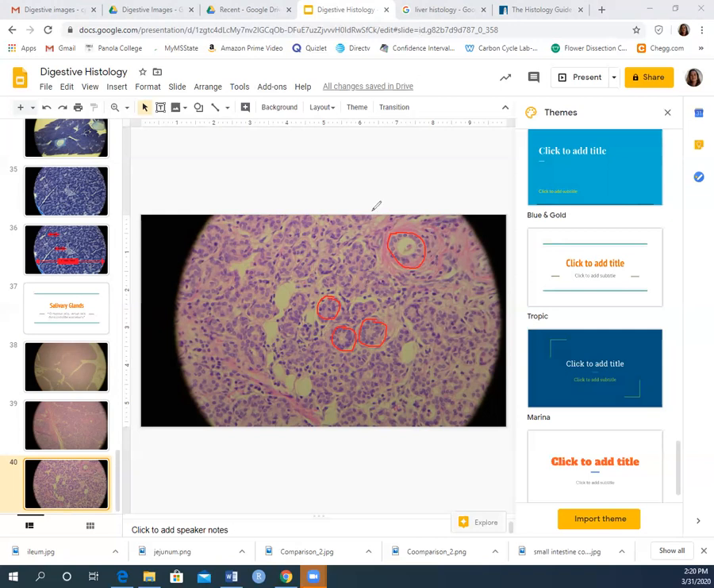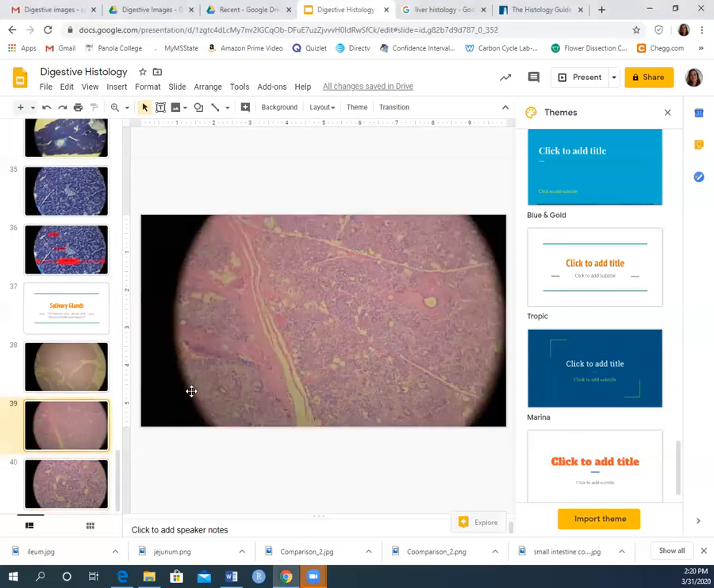And then, let me erase that one and go back to the other one. Maybe it was this one. Okay, on this one it's a little bit hard to see. I might get another picture and put it up here.